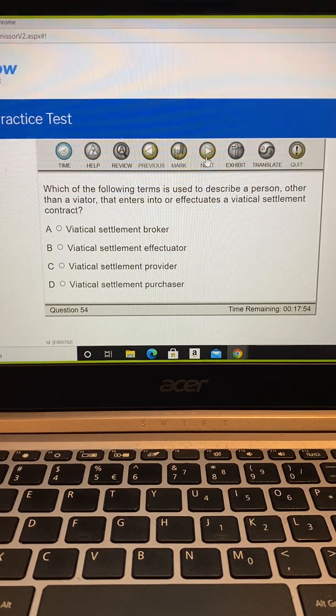Which of the following terms is used to describe a person other than a buyer that enters into and effectuates a viatical settlement contract? Yeah, I'm gonna need help with this one. I'm not good with the viatical settlements. It's either C or D, isn't it? I would say it's D. I think it's the broker, the effectuator or the provider. I don't think it's broker. Effectuator sounds like a word they made up. Let's go with provider. It ain't the purchaser. The viator is the purchaser. Right. So it would be the provider. All right, let's go with that.